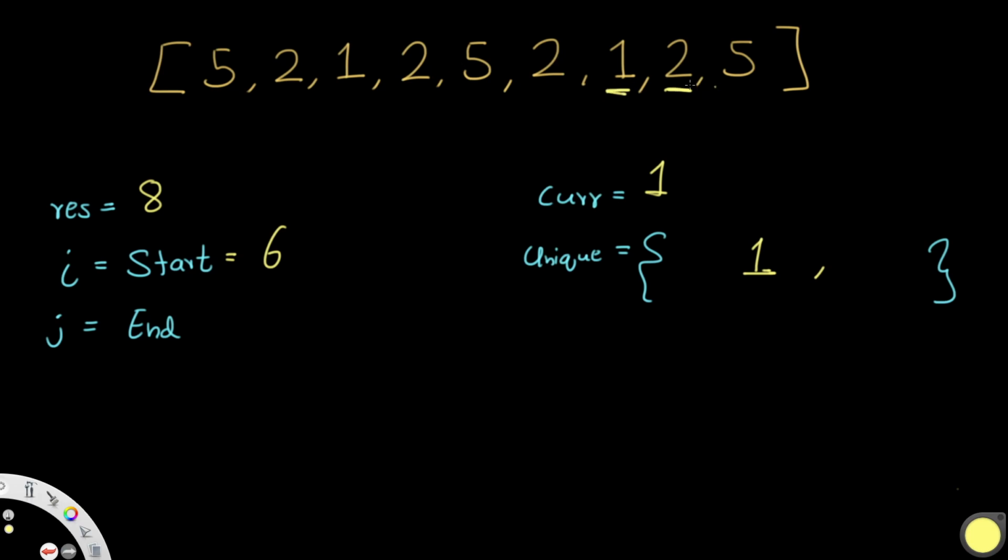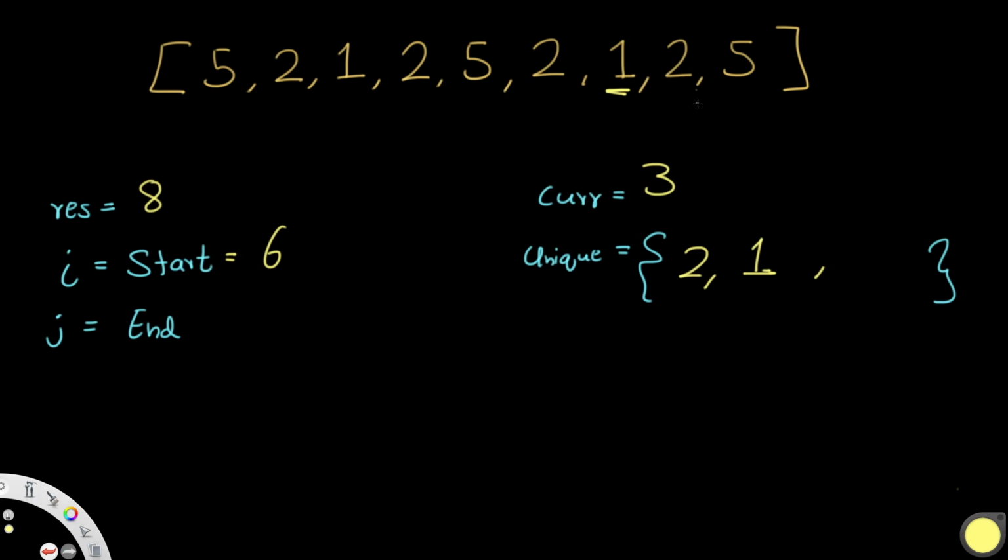We have 1 and 2. So now we need to account for this 2. The way we do that again is by adding that 2. So we add that 2 to current, making 3, add it to the unique set. And yeah, that's it. So 8 is greater than 3, so 8 stays as the result.